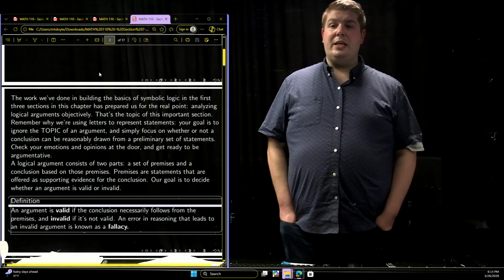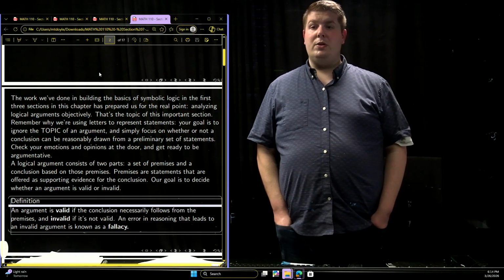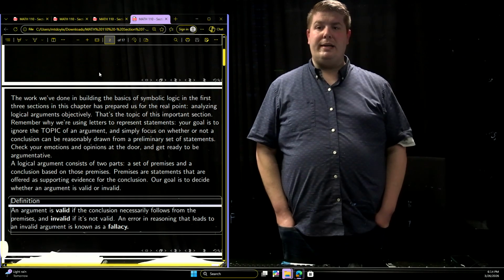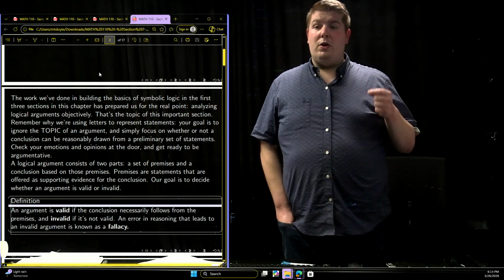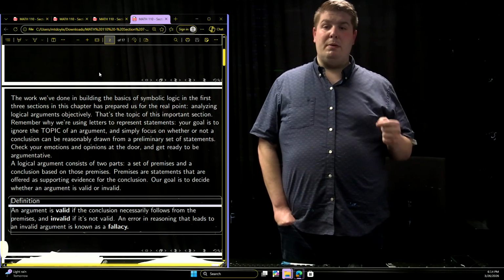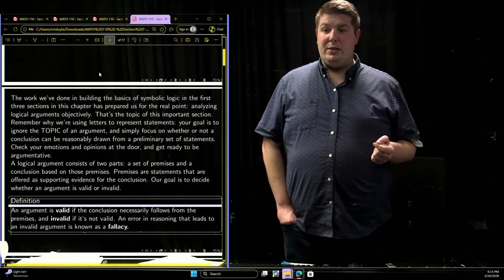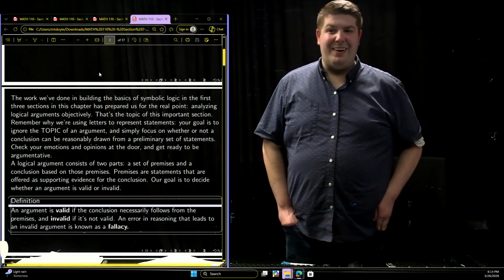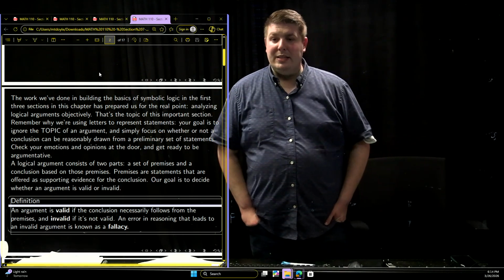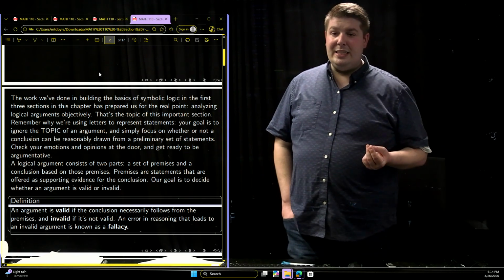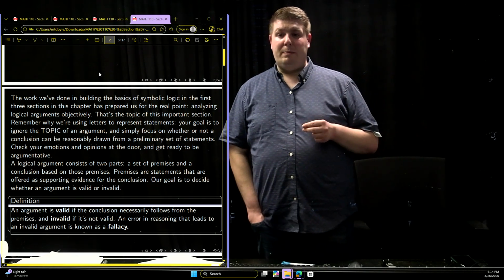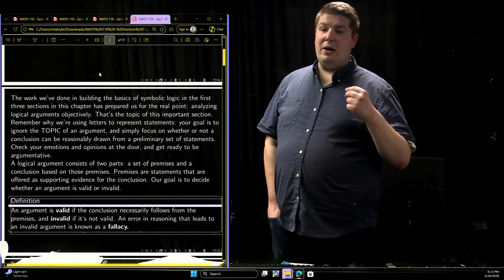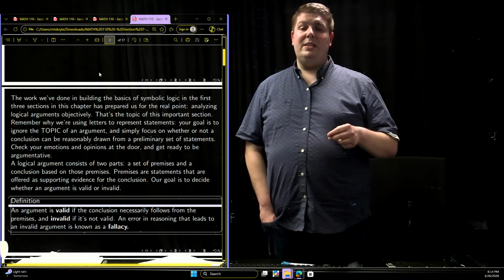Remember that we're using letters to represent statements. Your goal is to ignore the topic of the argument and simply focus on whether or not the conclusion can be reasonably drawn from the preliminary set of statements. Check your emotions and opinions at the door and get ready to be argumentative. All right. So a logical argument consists of 2 parts, a set of premises and a conclusion based on those premises. The premises are statements that are offered as supporting evidence for the conclusion.